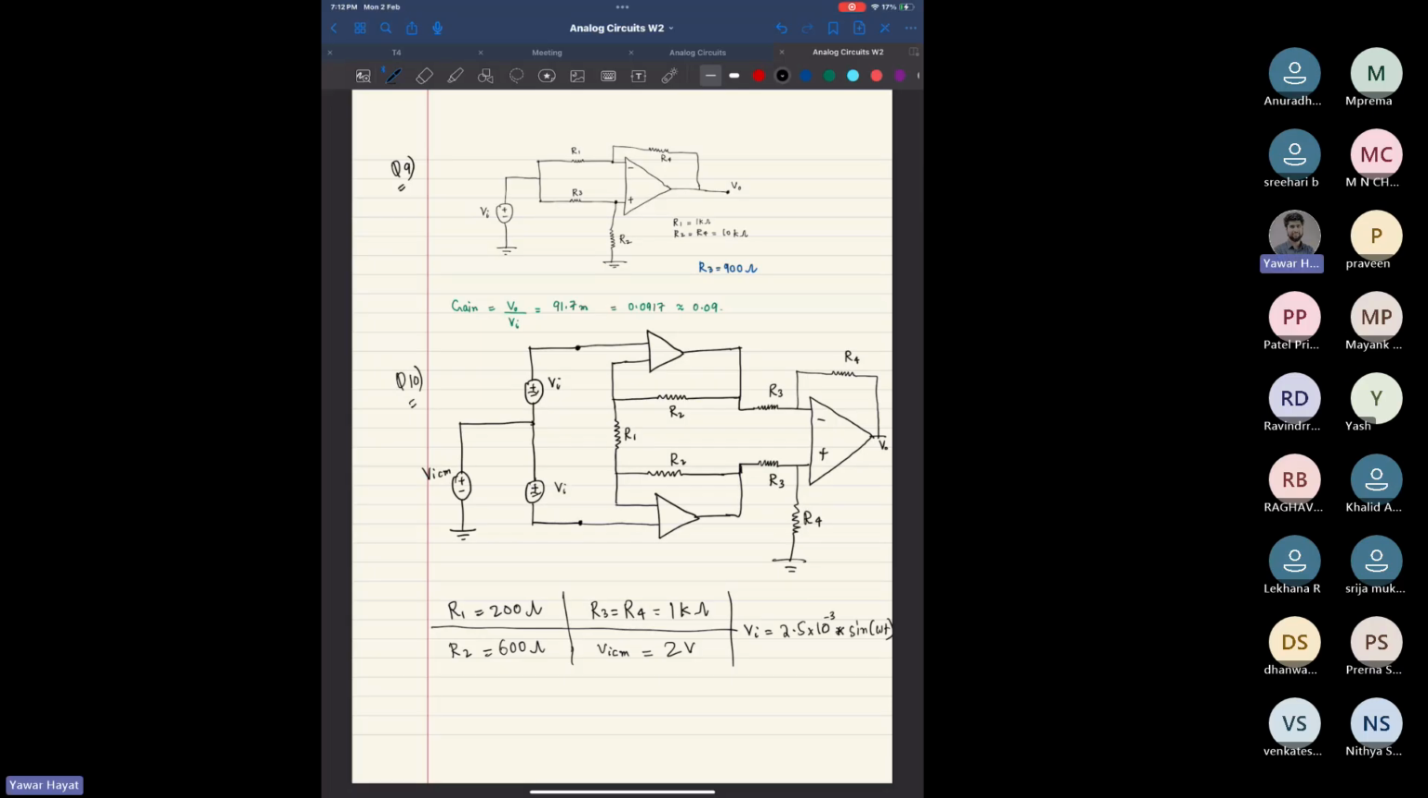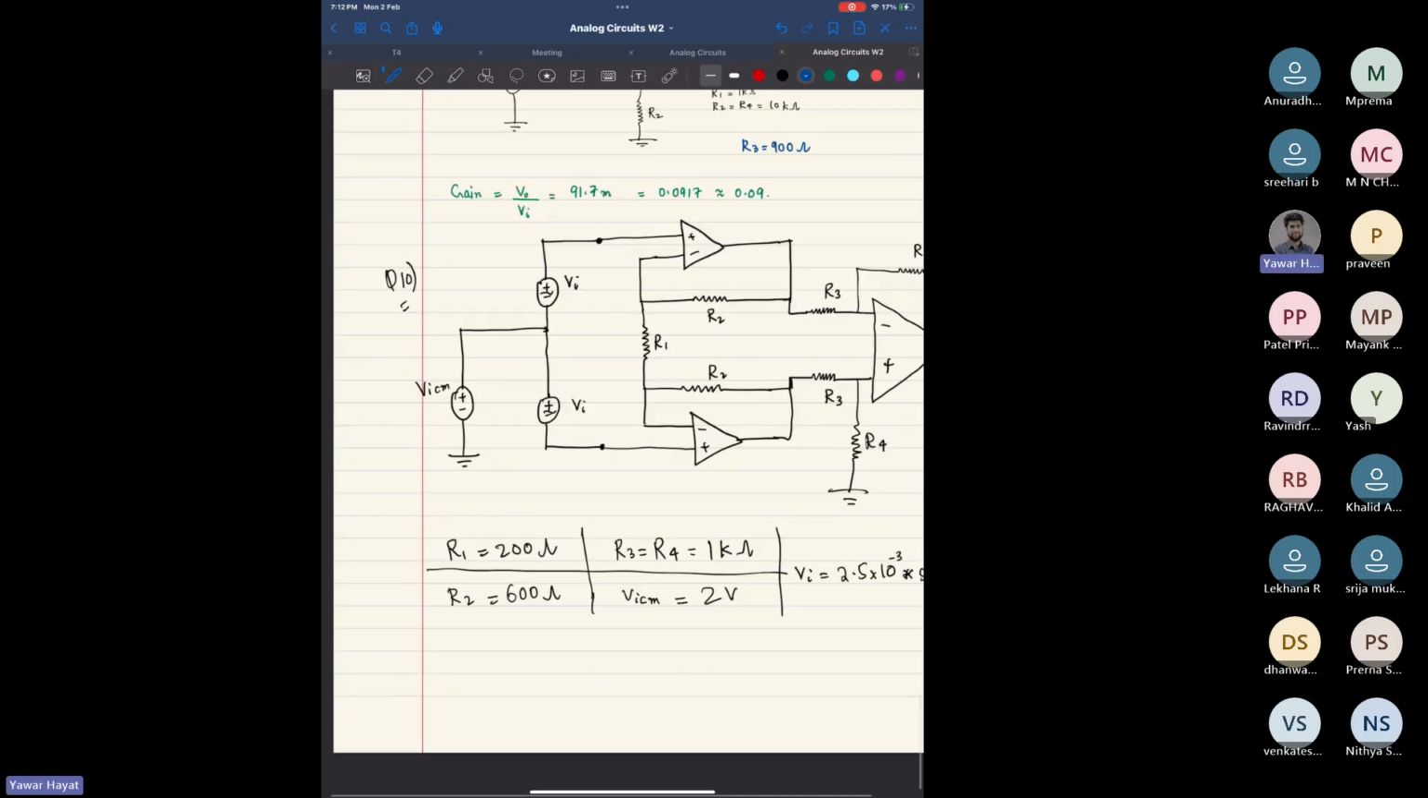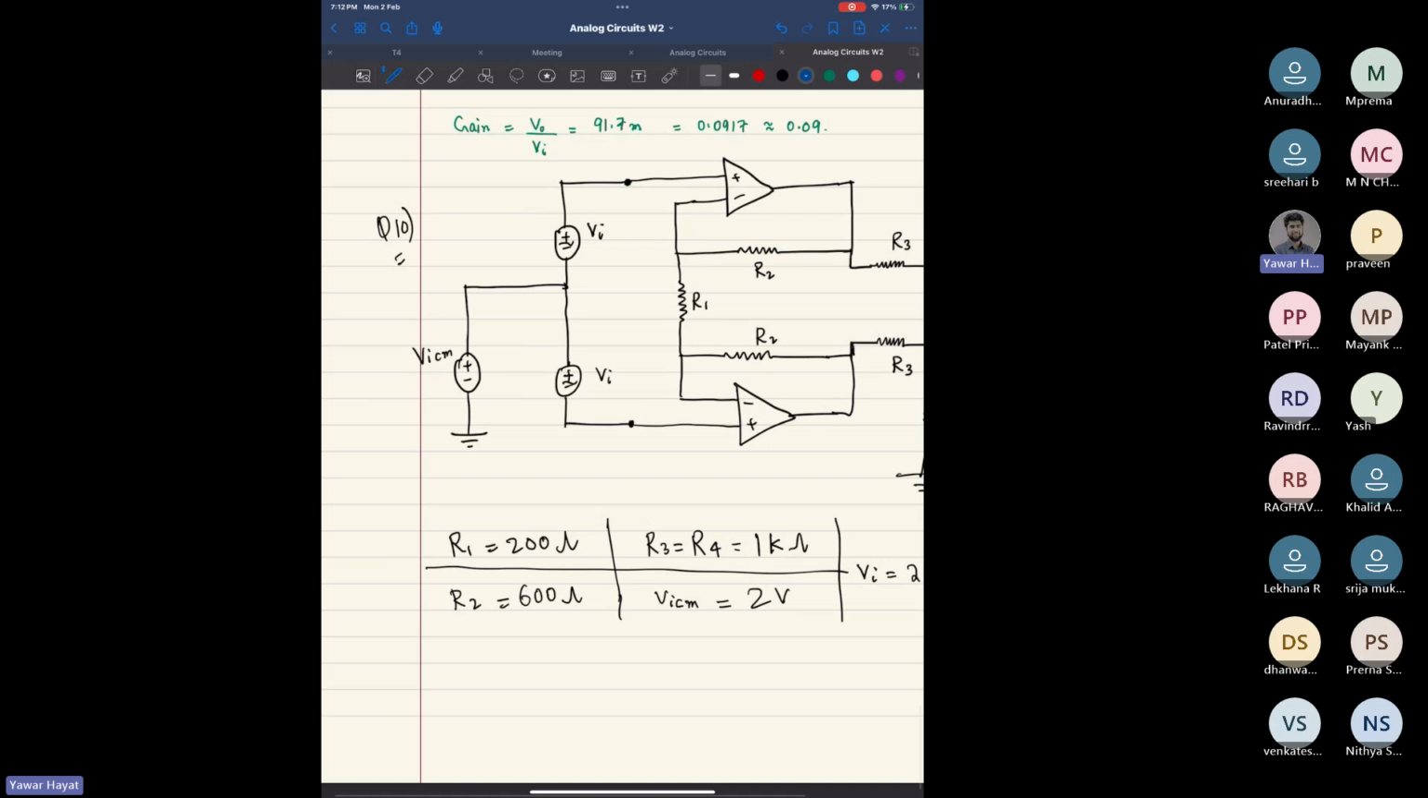You're saying 0 volt. Why? Why would it be 0 volt? It won't. I'll tell you the answer, which you'll try to verify at your own end. It turns out that your V output is 35 into 10 to the power minus 3 sine of omega t.